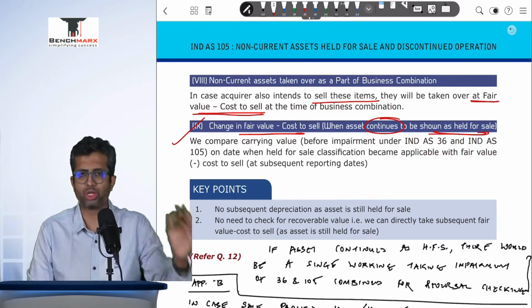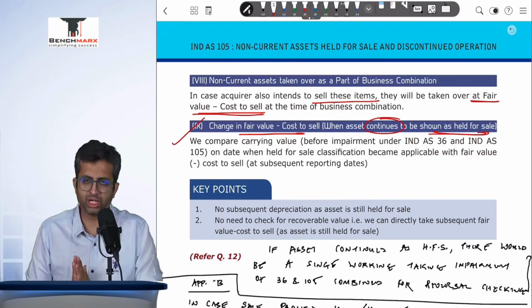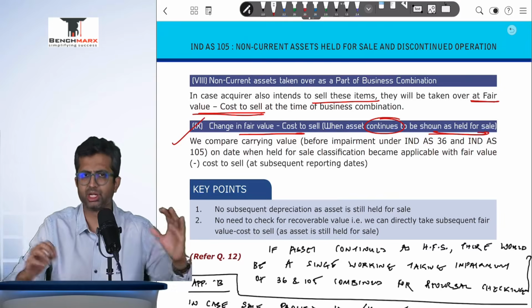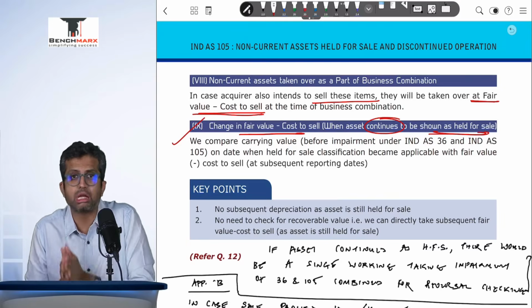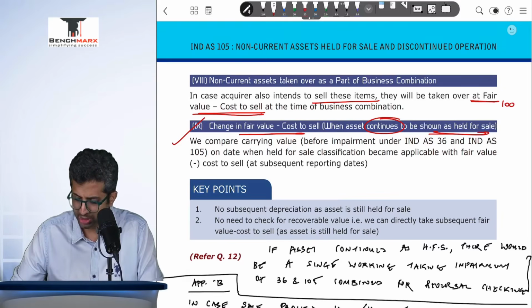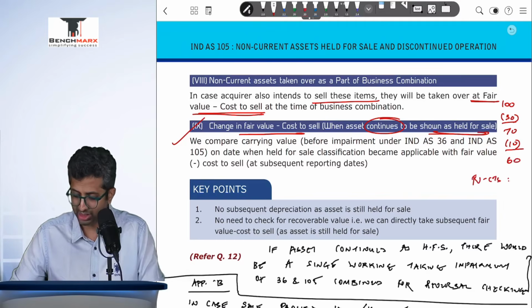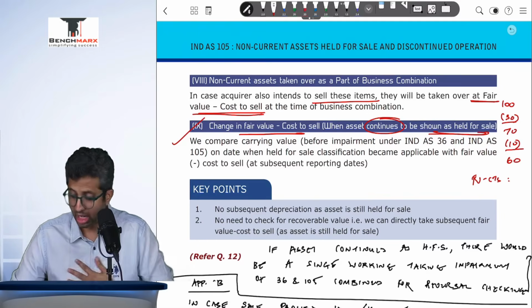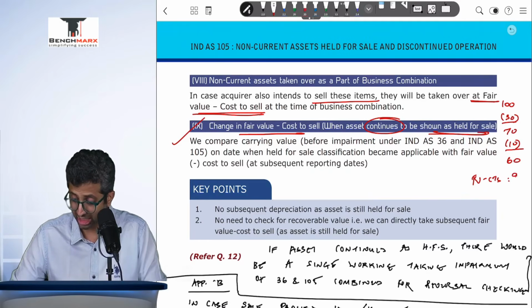While doing so, you need to remember that if you are still classified as held for sale, then while reversing the impairment, you can reverse the combined impairment of Ind AS 36 as well as 105. It is very much possible that your asset was at 100 rupees, then you record an Ind AS 36 impairment of 30 rupees, came to 70 rupees, then you recorded a 10 rupees Ind AS 105 impairment, came to 60 rupees. Now you compared it with fair value less cost to sell, which was actually 60 rupees, and later this fair value less cost to sell becomes 80 or 90.